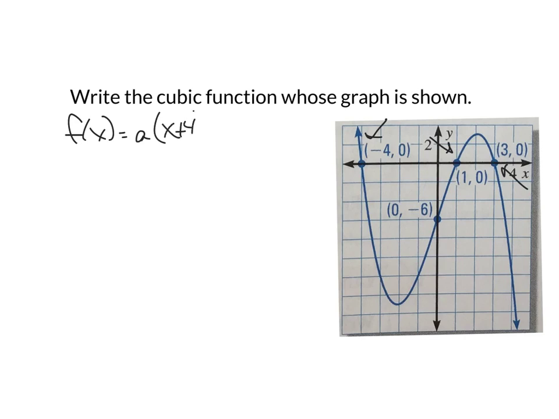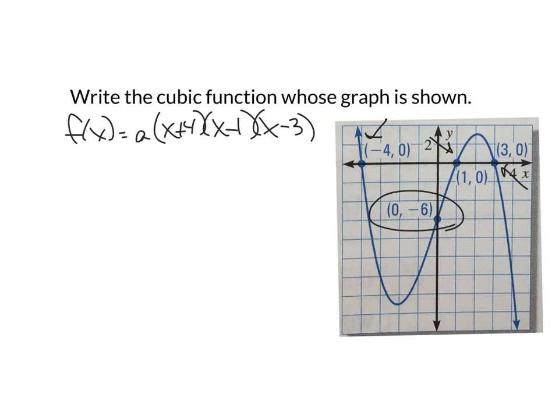-4 is the first one. I always put the opposite in the parentheses. 1 is the next one, and 3 is the last factor. So I know that much just looking at the zeros or the x-intercepts. Now, the other thing I have is this point down here. And again, the reason that point is on that graph is because it works in the equation. It's a solution.